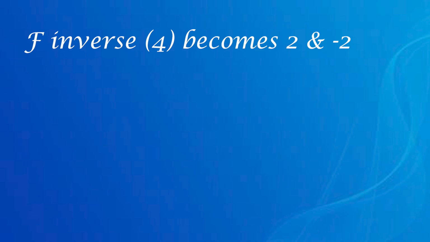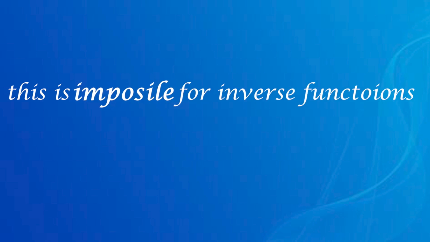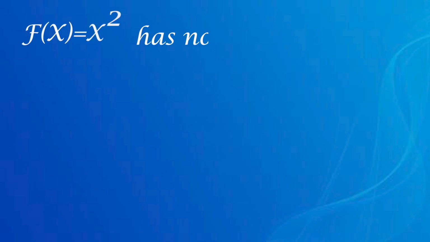This means f inverse at 4 is 2 and f inverse at 4 is negative 2. This is impossible because an inverse function must be unique for every input. This checks out that f of x has no inverse function.